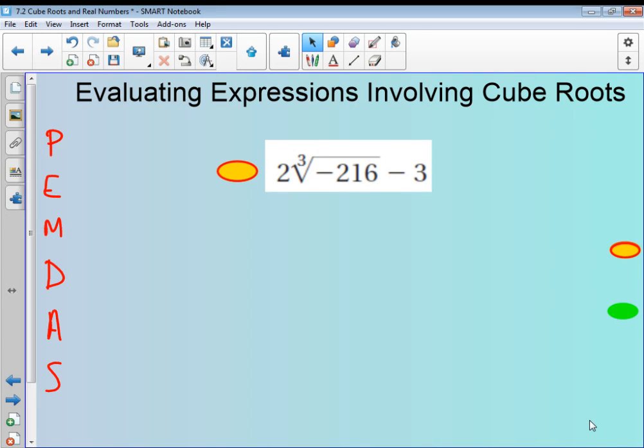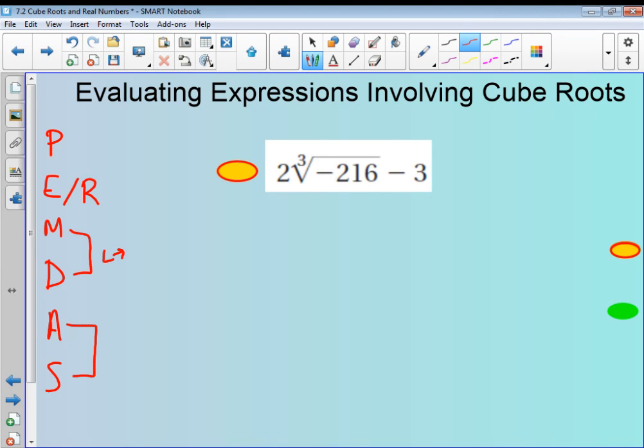So our P represents parentheses or other symbols of inclusion. Our E is exponents, and now including roots. So we would solve any square roots, cubed roots, or any other root beyond that. Then we multiply and divide from left to right, and then add and subtract from left to right.